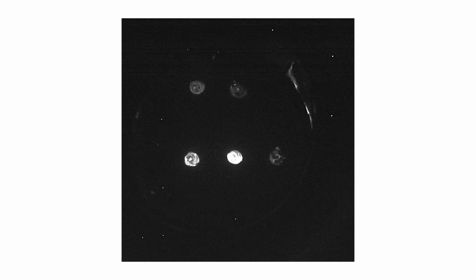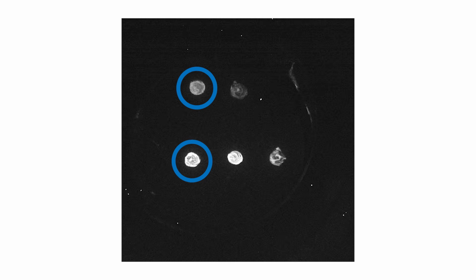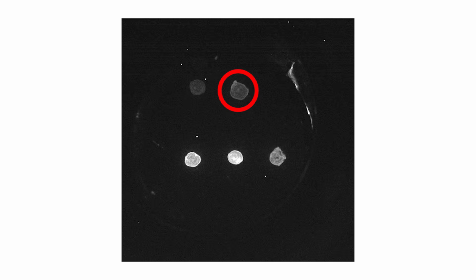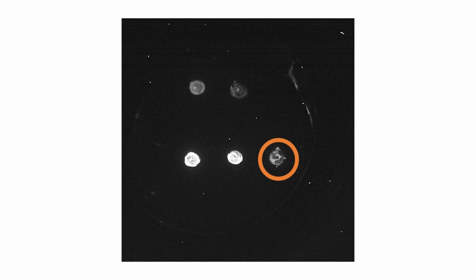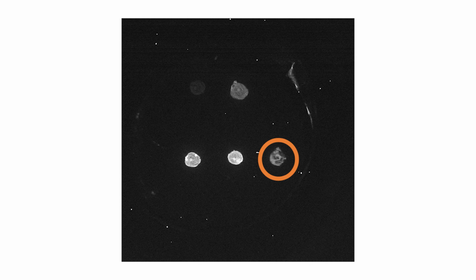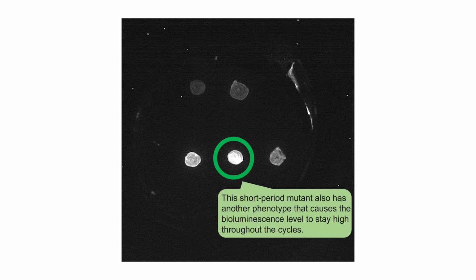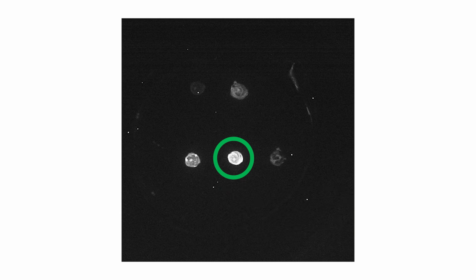We can see that our wild-type cells, highlighted in blue, have an approximately 24-hour rhythm of gene expression that we are monitoring by measuring bioluminescence. Highlighted in red, we can see a strain lacking the core oscillator that has no rhythm, or is arrhythmic. In orange, you can see a long-period mutant, or a strain with a genetic alteration that causes the clock to run longer than 24 hours. In green, we can see a short-period mutant, or a strain that harbors a mutation that causes the clock to run faster than 24 hours.